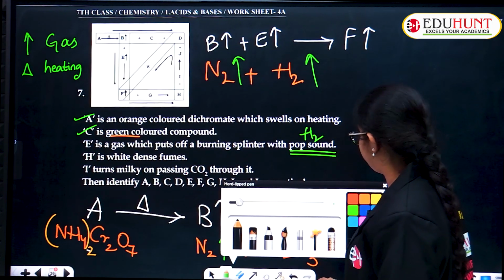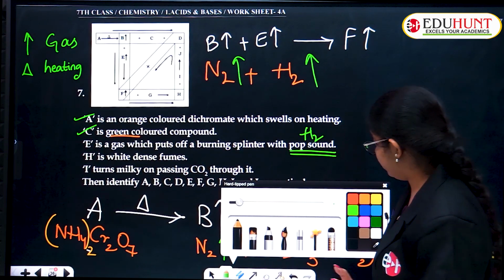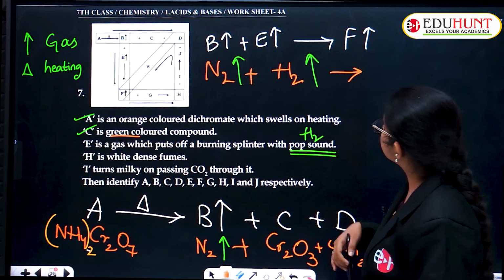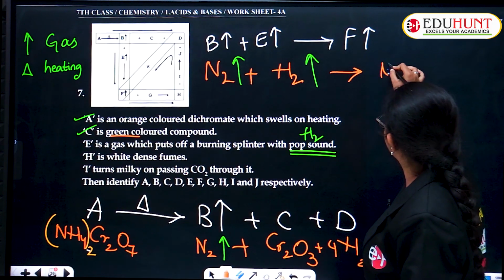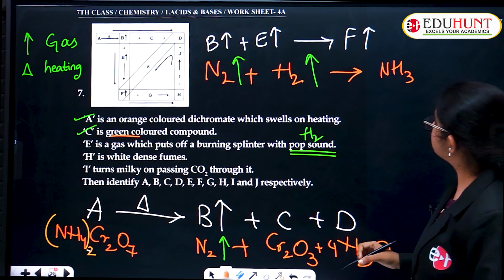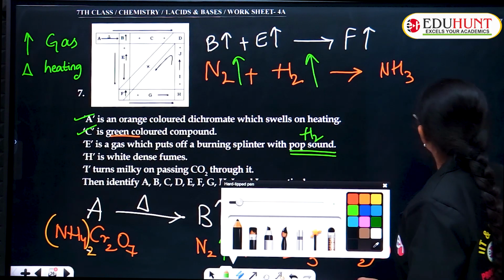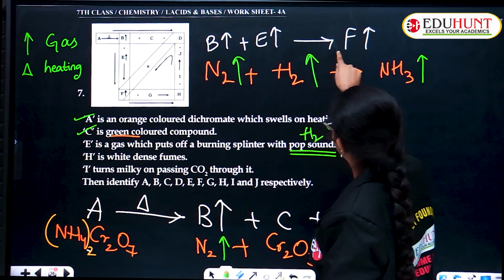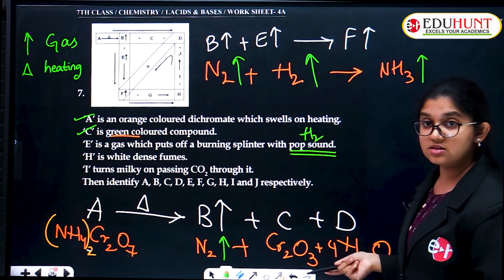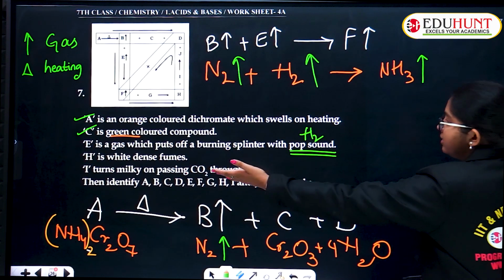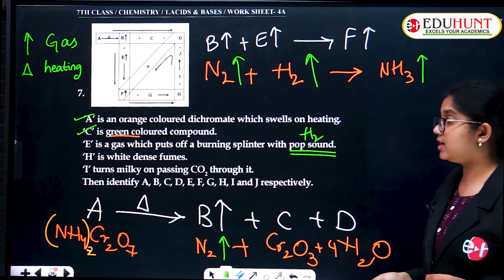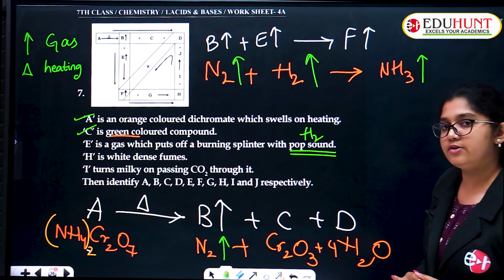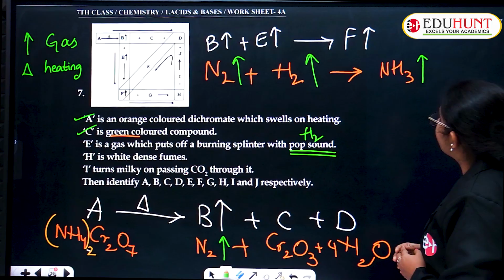So what do we get if I add N2 plus H2, what do I get, children? I get ammonia, NH3, because it is also a gas, right? Because it's telling B upward plus E upward gives F upward. These three are gases, so nitrogen plus E, which puts off burning with a pop sound, is hydrogen gas. So if I take nitrogen plus hydrogen gases, I get the product, definitely ammonia. Okay, so ammonia is also a gas.